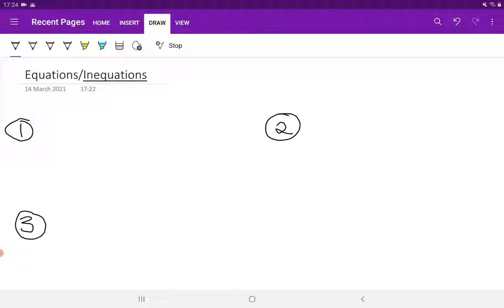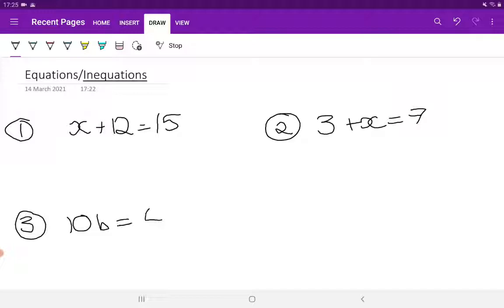So, what do I mean by an equation? We mean something that looks like this. So, x plus 12 equals 15. Or 3 plus x equals 7. Or 10b equals 40. Something like that, okay? Now, these should all be nice and straightforward for you to solve, okay?